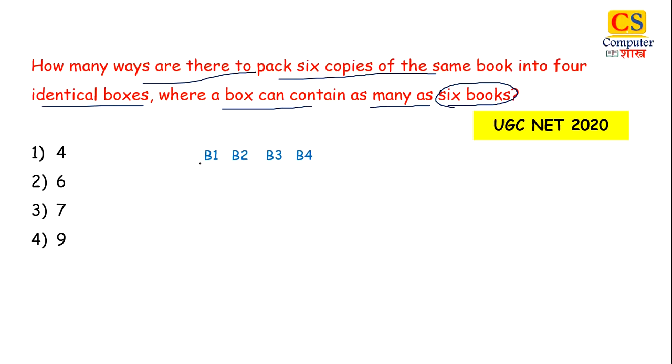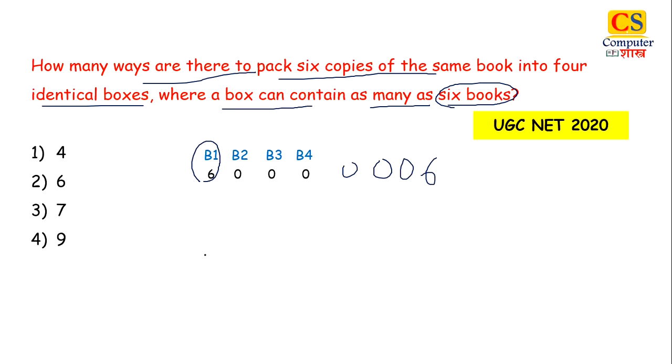So let us have 4 boxes, B1, B2, B3, B4. These are identical. So now the first way is, we are putting 6 books in box 1 and the rest will be 0, 0, 0. Now it is the same as 0, 0, 0, 6. There will be no difference because boxes are identical. Moreover, your books are identical.